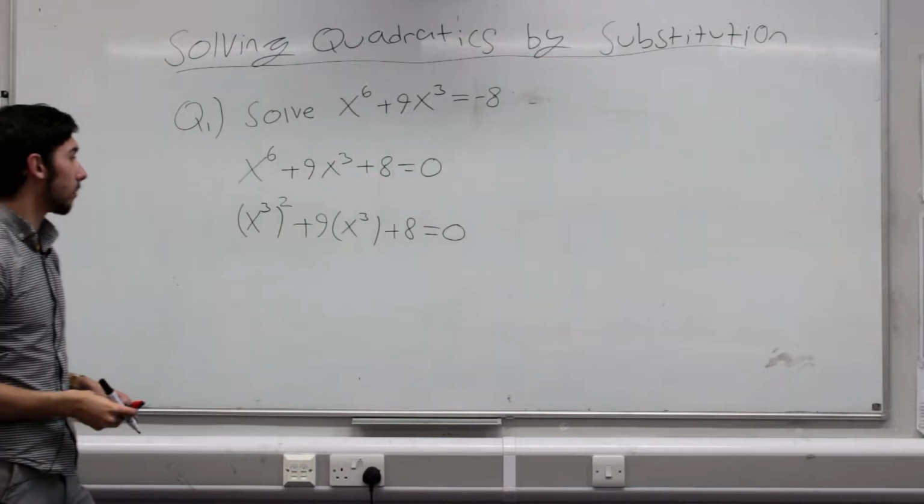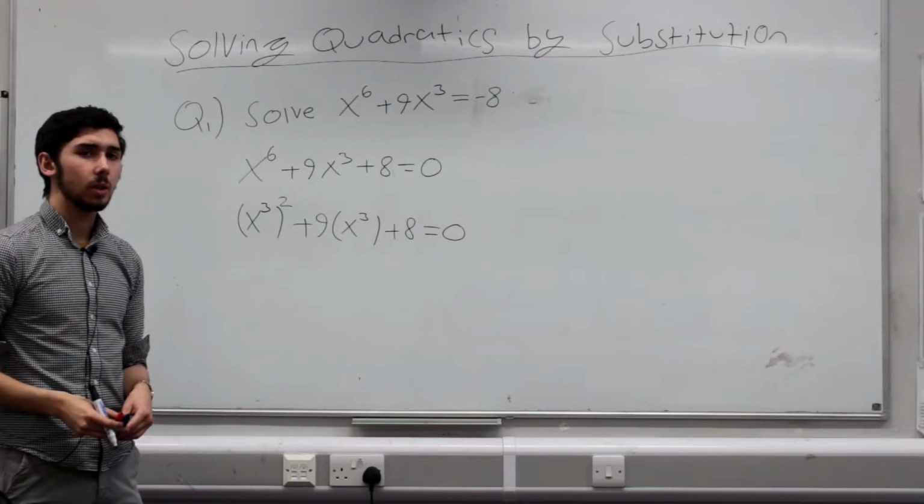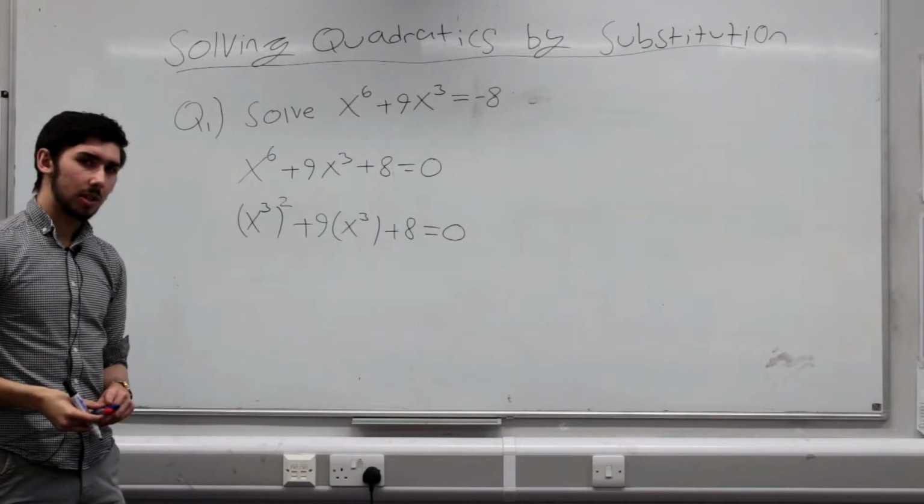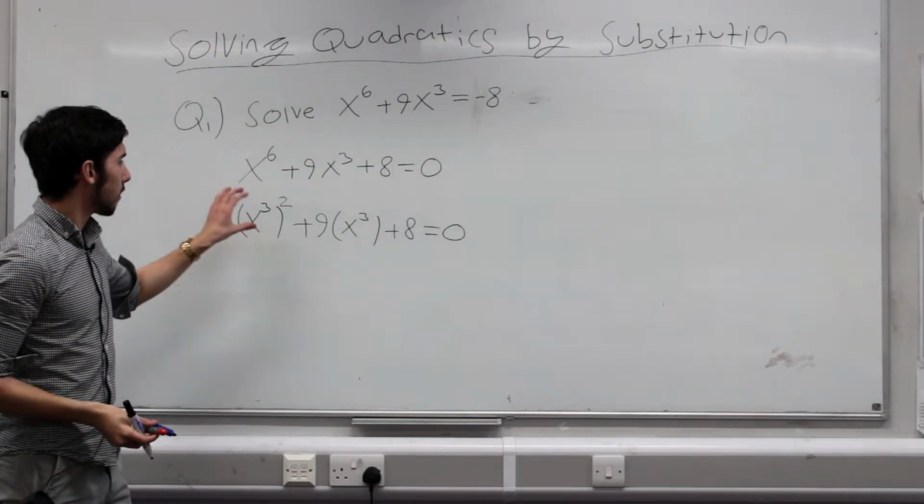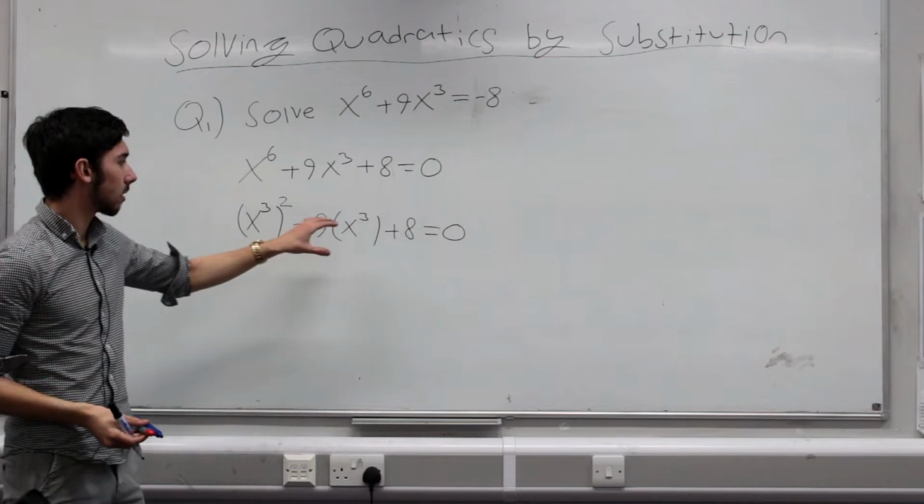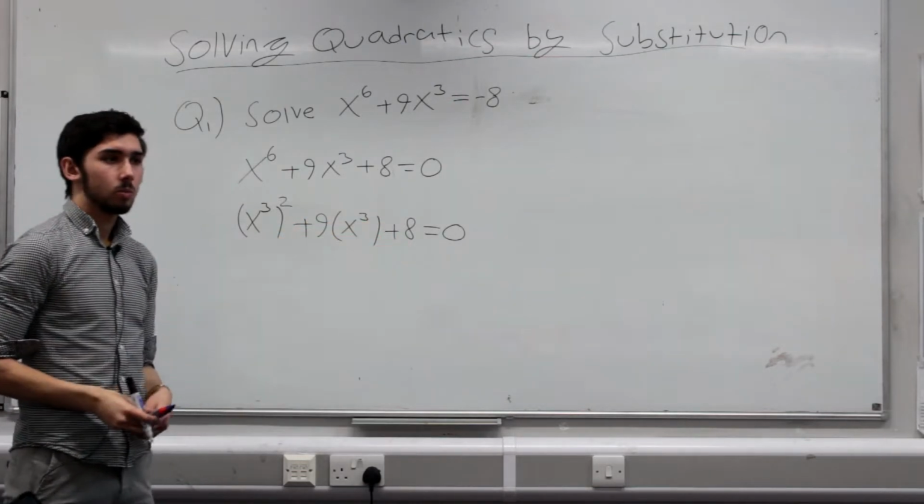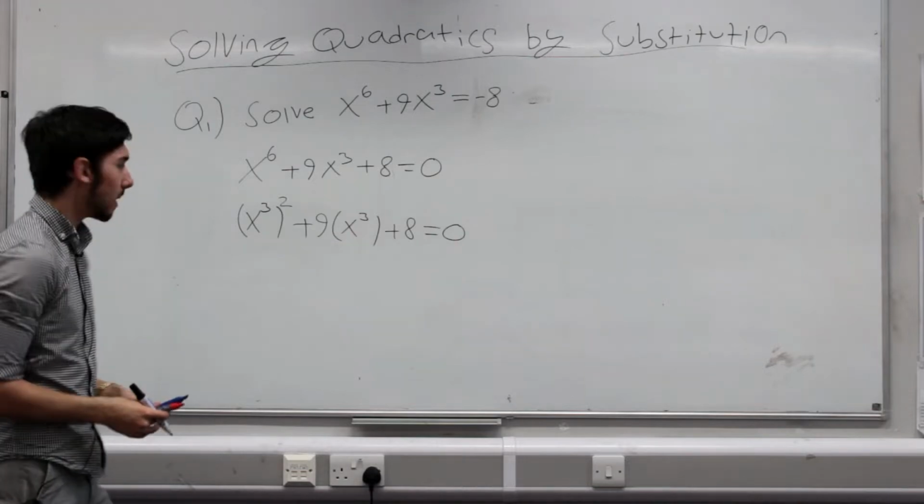So what's going on now? You might be looking at this and thinking, wait a second, I actually see something here. This looks a bit like a quadratic now. We've got something squared plus something plus a constant equals 0. That actually looks quite familiar.